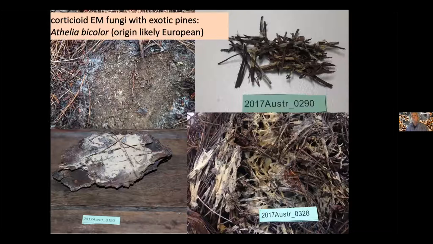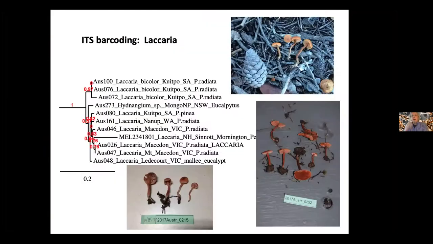One example of such a taxon is the rhizopogon-like fungus Amphinema bicolor, probably of European origin, although we're still trying to figure that out, which is also one of the more common soil-inhabiting ectomycorrhizal fungi. So, clear evidence for widespread introductions, co-introductions.